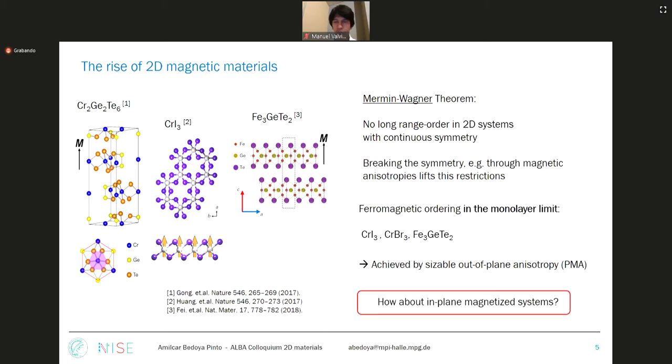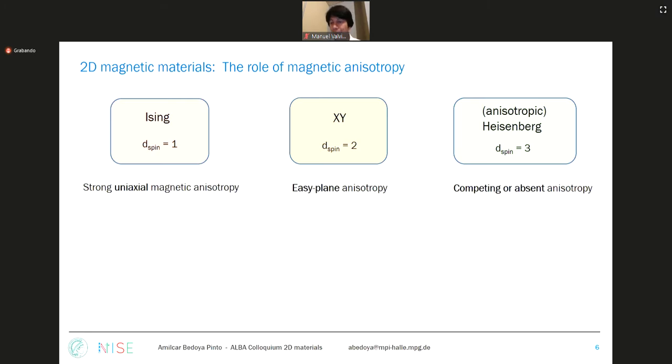So let me just describe a little bit more about anisotropies and what happens for 2D materials in the magnetism in the 2D limit. So there are three main types of magnetic systems, and you can classify them by one criterion, which is, of course, the magnetic anisotropy. And as you see here, there are the Ising type, XY type, and Heisenberg type. And as I said, the anisotropy also gives the spin dimensionality of the system, which is increasing here from 1 to 2 to 3.